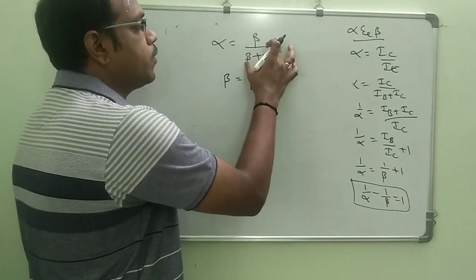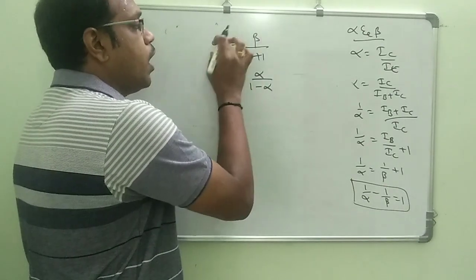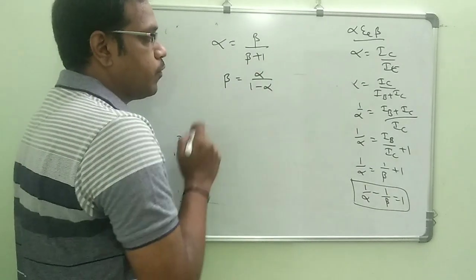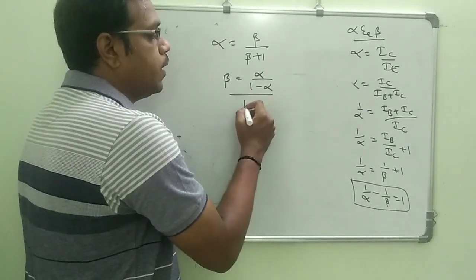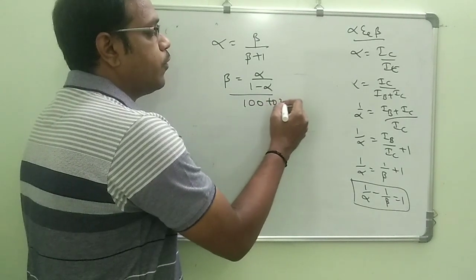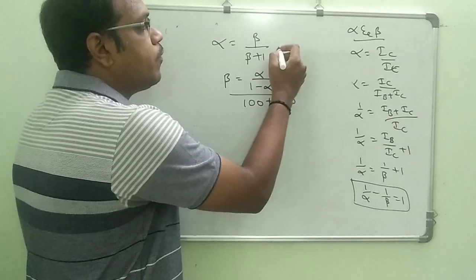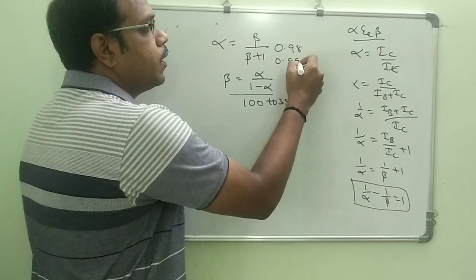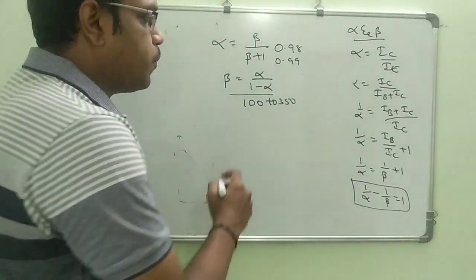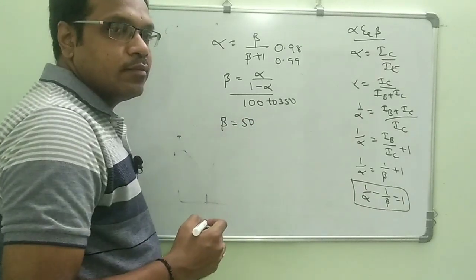If they give beta, we can find out alpha. So it is the reciprocal of this one. And if you see here, this beta answer always lies in a minimum of 100 to 350, or 500 something you'll get. And this alpha value is very low, you'll get 0.9998 something.